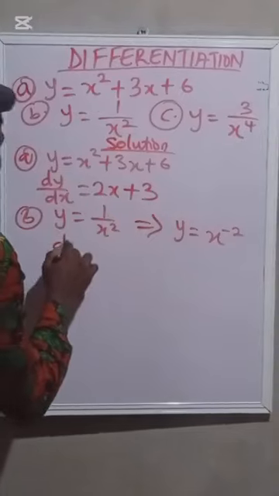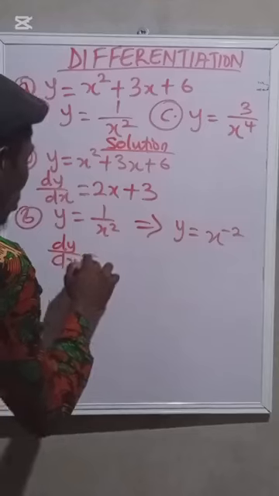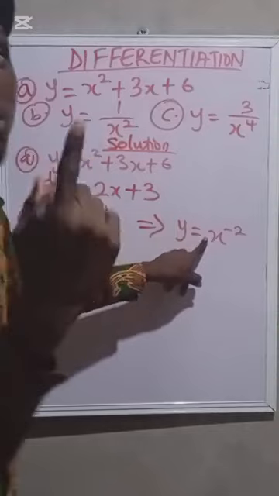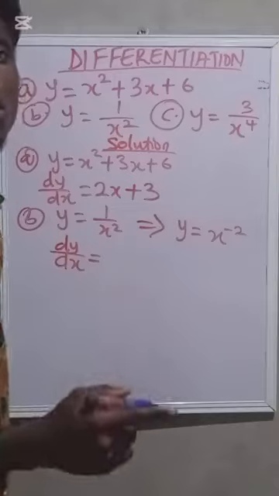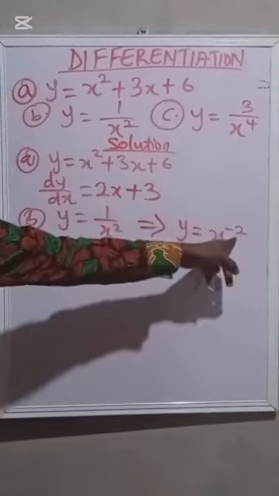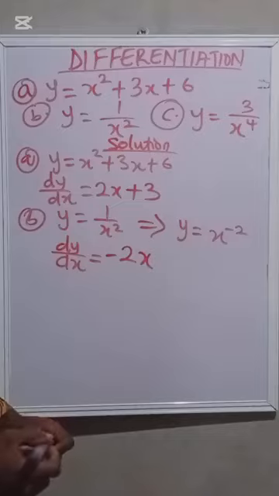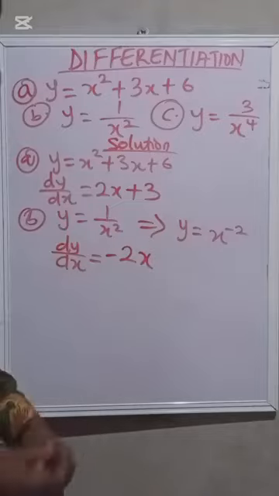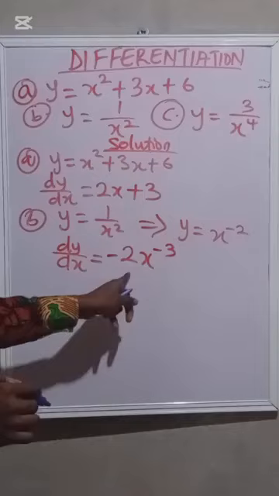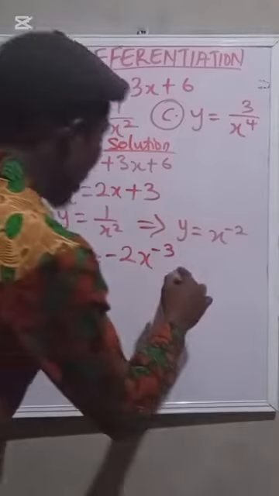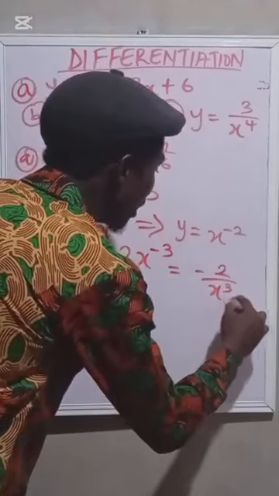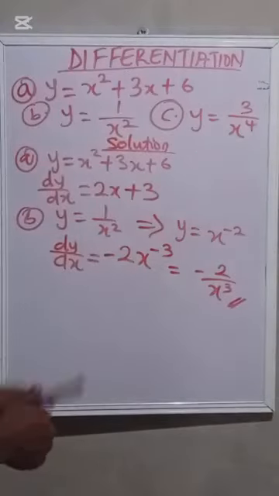So dy/dx will be equal to this minus 2 here times what we have here, an invisible 1. Then minus 2 times 1 is going to give you minus 2, and you have x. The power is minus 2 minus 1, according to the law of differentiation, that is going to give you minus 3. So this is what your answer is going to be: minus 2x to the power minus 3, or you can say it's the same thing as writing minus 2 divided by x to the power 3. This is your answer.